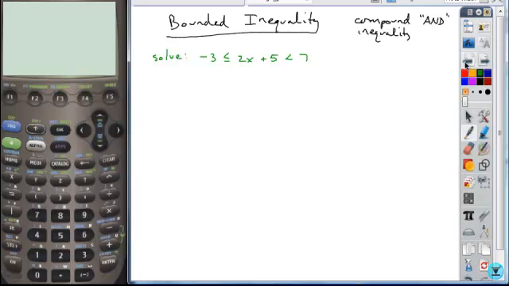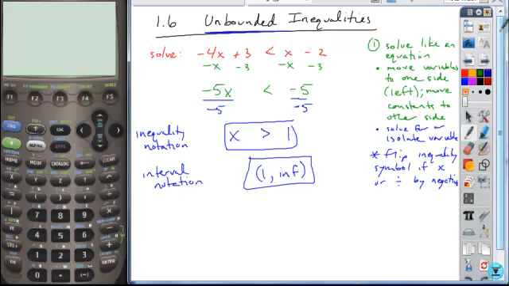Okay, actually, let me go back to this unbounded inequality really quickly, because I want to talk about how you can solve this with your calculators also. Your calculators are designed to solve inequalities. We can verify that we have the right answer by typing in solve, entering the inequality exactly as it appears, and then hitting enter.